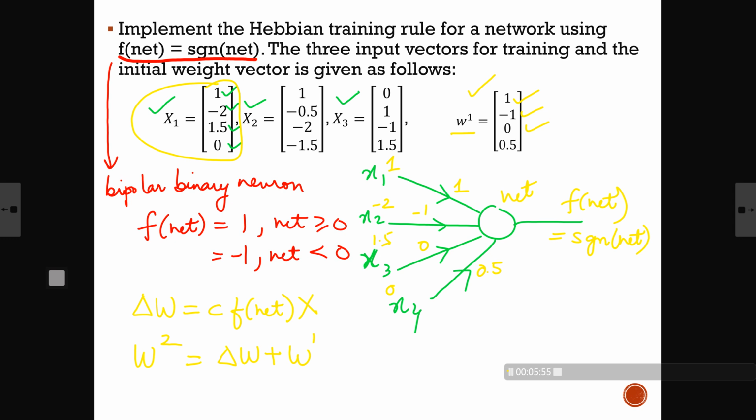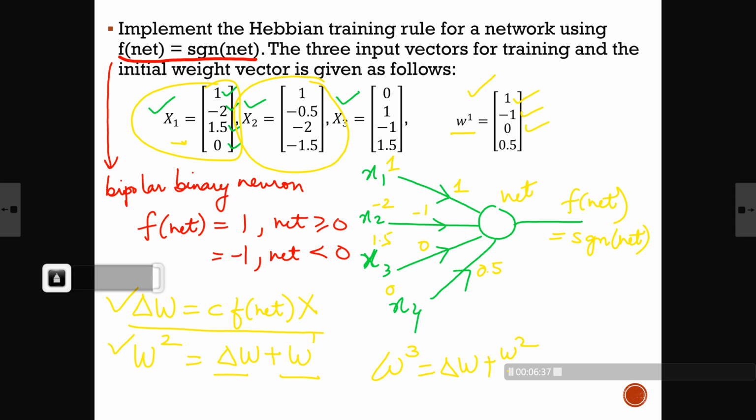I'll repeat. First, you present the first input pattern x1 to this particular network and calculate delta W. After calculating delta W, we get W2, that is delta W plus W1. After that, you present the second pattern, x2, and again calculate delta W. Then you will get W3, which is equal to delta W plus W2. Similarly, you present x3 and so on. This is the way you have to solve the problem, so we shall do the problem step by step.